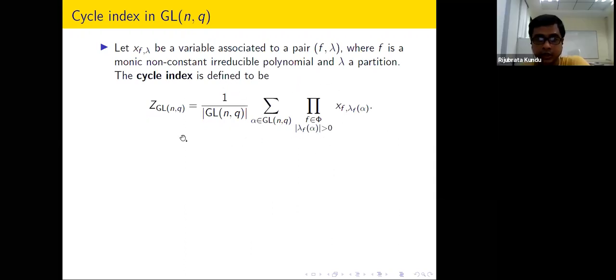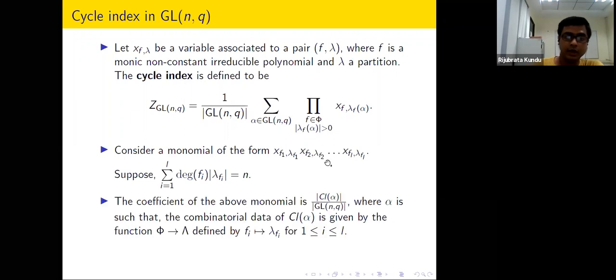So this is the cycle index. It's a polynomial, and to see what exactly this is, we have to understand this. So you consider a monomial of the form x(f1, λ_f1), x(f2, λ_f2), up to x(fl, λ_fl), right? Now suppose that this summation criteria is satisfied, then what is the coefficient of the monomial occurring in this polynomial? You see that this data, f1 with λ_f1, f2 with λ_f2, and fl with λ_fl, actually defines a unique conjugacy class in the group that we have seen in the previous slide, right? And therefore, let us call that conjugacy class the conjugacy class of some α, where α is some element in that conjugacy class, right?